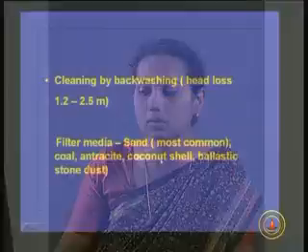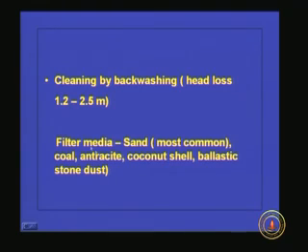So usually we adopt backwashing for the cleaning of rapid sand filters, and the most commonly used filter media is sand, and sometimes people use coal, anthracite, coconut shell and ballastic stone, etc. Anyway, we will come back to this rapid sand filter in detail afterwards.